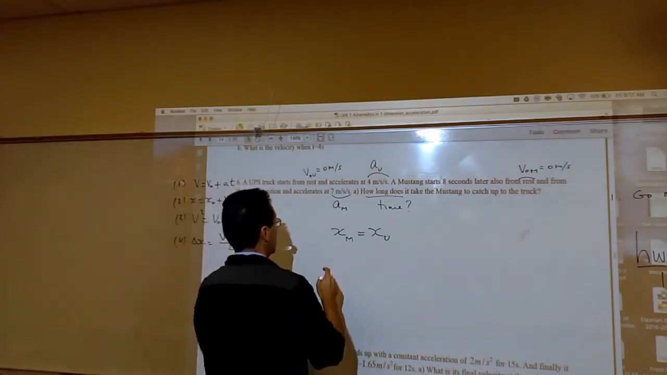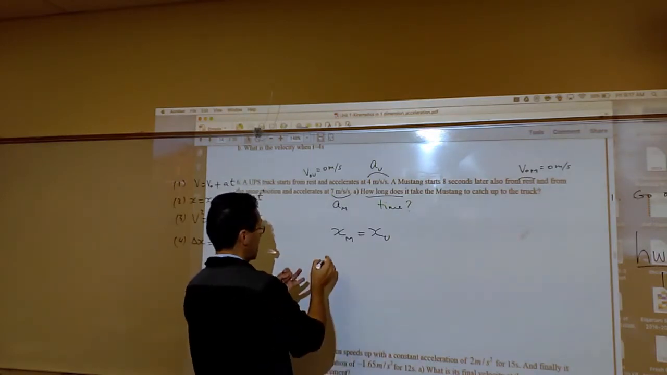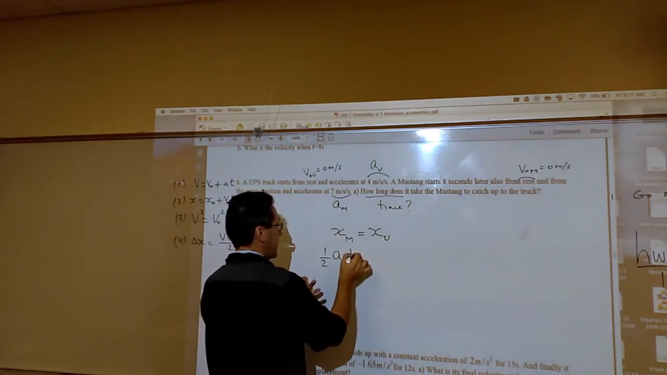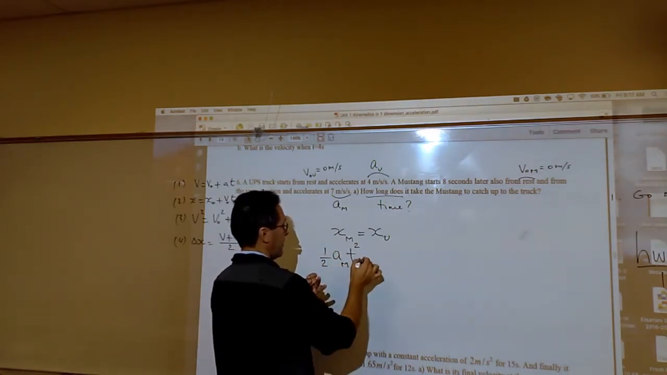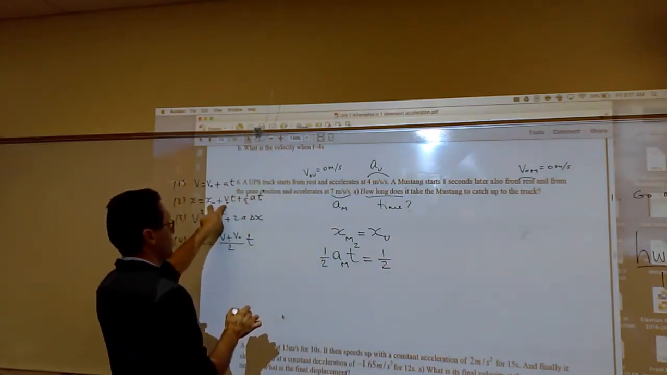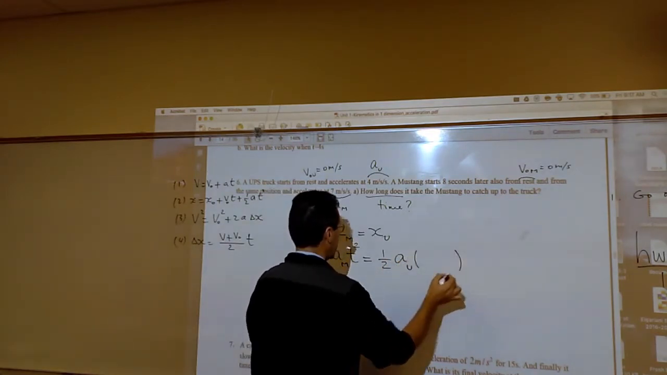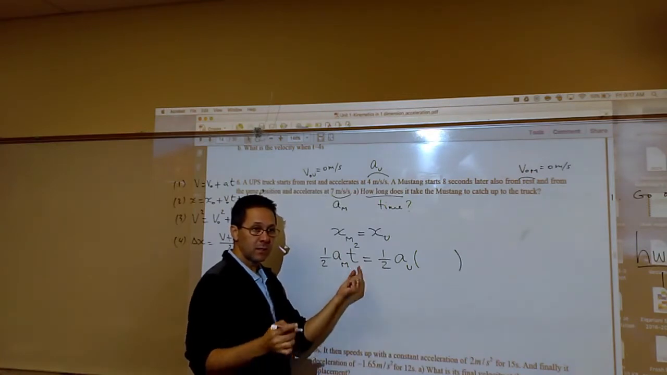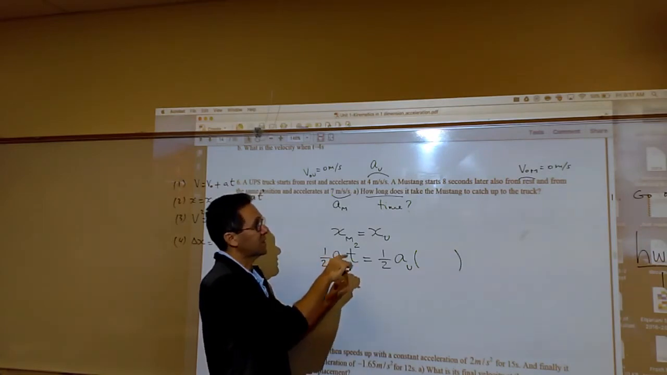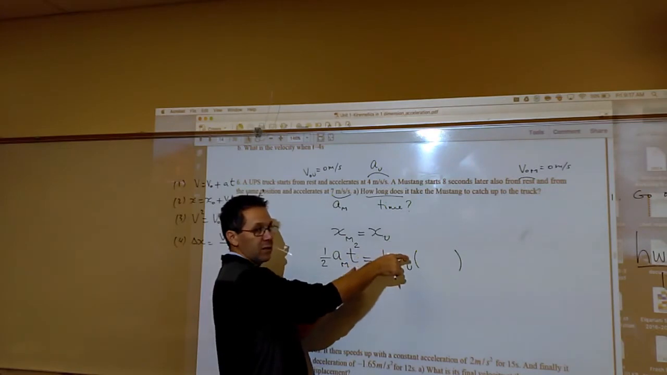So they're both starting at the origin, they're both starting with no initial velocity, so I can just write that 1/2 the acceleration of the Mustang times the time squared equals 1/2, I'm using equation 2 without the first two terms, 1/2 the acceleration of the UPS truck. Now, if it takes the Mustang t seconds, it should take the truck t plus 8, because the Mustang starts 8 seconds later. Or I can write it with t minus 8 here and t over there.